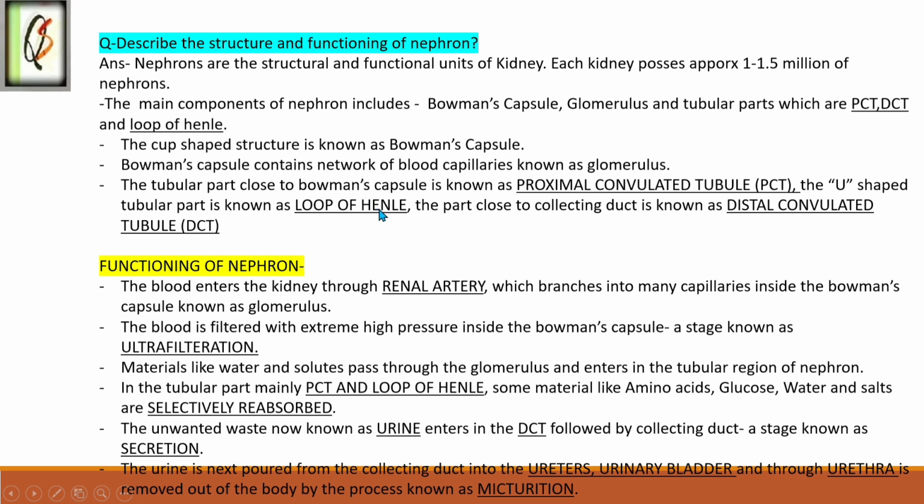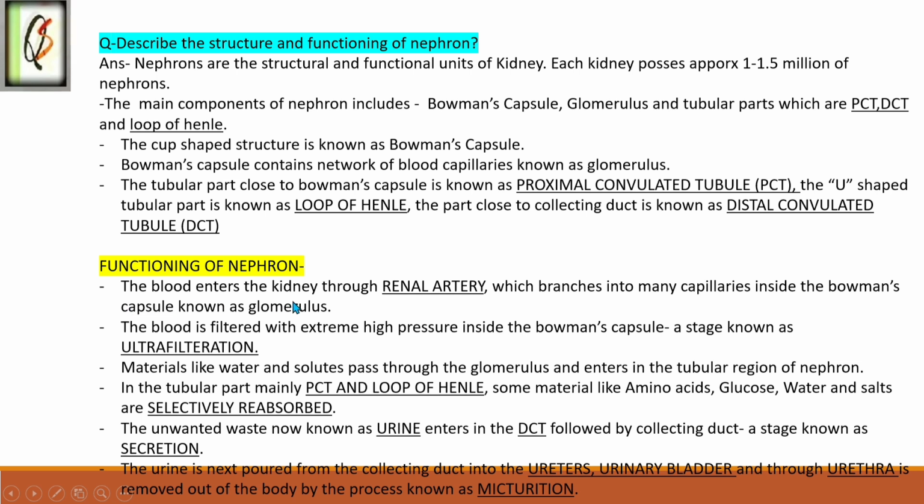The U-shaped bend area is known as the loop of Henle, and the part which is closer to the collecting duct, or away from the Bowman's capsule, is known as the DCT, or the distal convoluted tubules. So these are the structural details, and along with the structural details you have to draw the diagram also. What are the different functions of the nephron mainly?